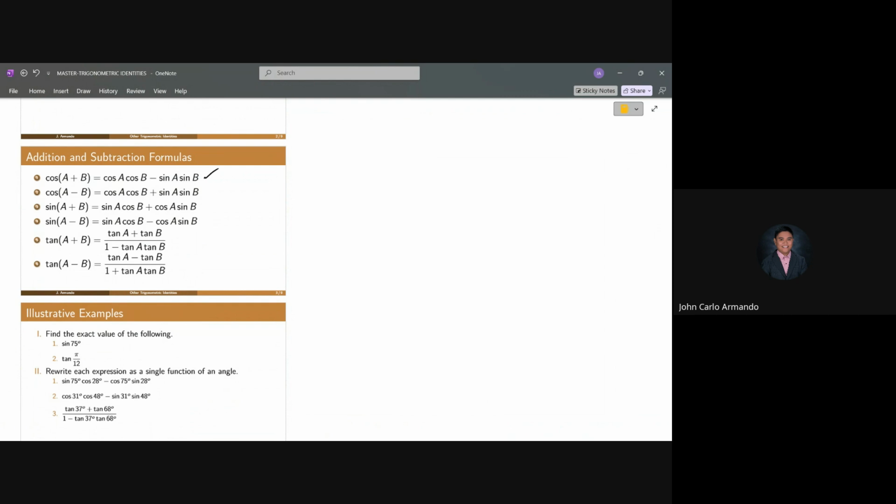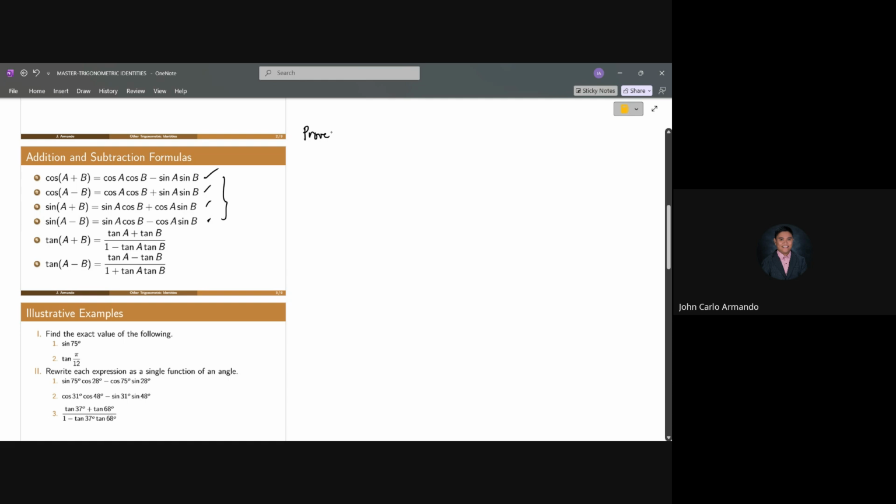And for tangent A plus B, that is tangent A plus tangent B over 1 minus tangent A times tangent B. And we now have for tangent A minus B, that is tangent A minus tangent B divided by 1 plus tangent A tangent B. So, this is already given, but because proving these four is a little bit difficult, we can prove tangent A plus B and tangent A minus B out of the given 4 above. So, let us have the fifth one.